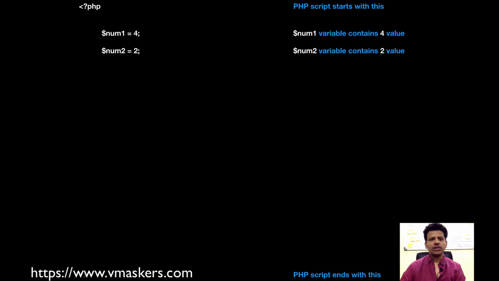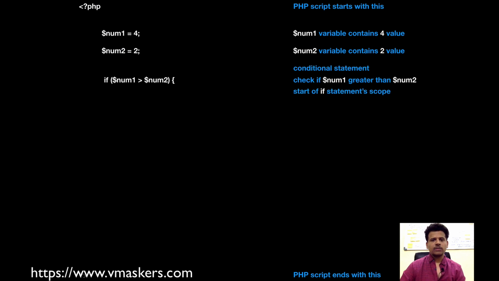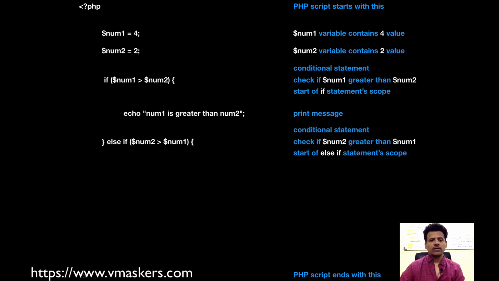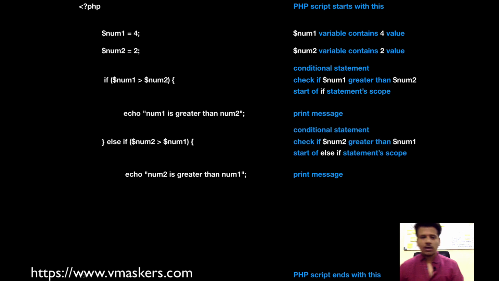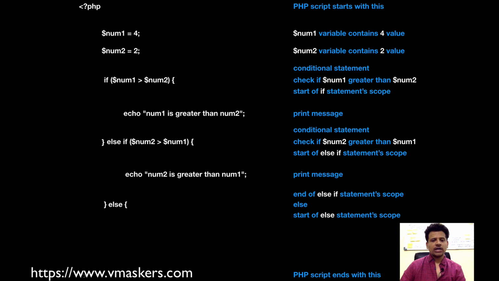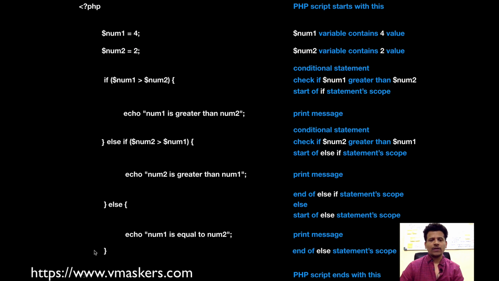Now let's again see the graphical version of our last program. PHP starts here, ends here. We have defined two variables, num1 equals 4, num2 equals 2. We are checking if num1 is greater than num2, and the if statement scope starts here, then we are printing num1 is greater than num2. We are checking is num2 greater than num1. If it is true, then only we are printing num2 is greater than num1. Okay, else if is ending here, and we are starting with the else. If both these conditions are false, then only we are printing this message, num1 is equal to num2. So this is the end of our else scope.